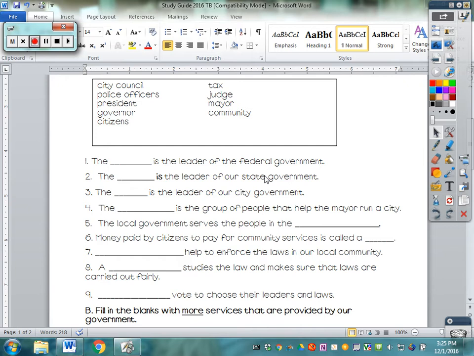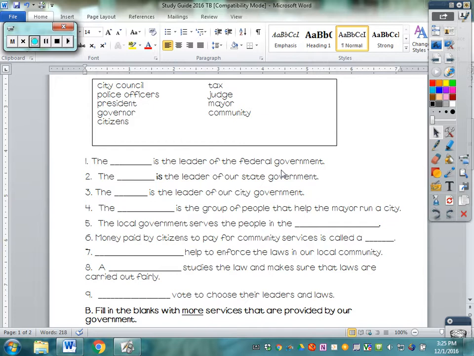Hi there. This is our review for our government test, and there are several things you can use to help you review or study for this test. We have a social studies book that your child or you can take home. You as the student can be taking home each evening to help fill this out.